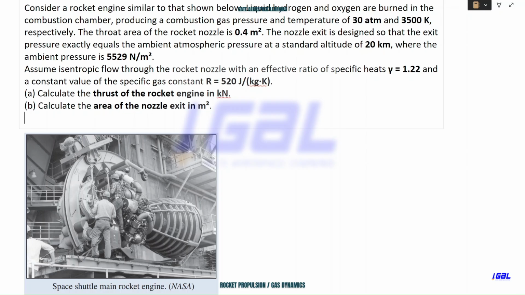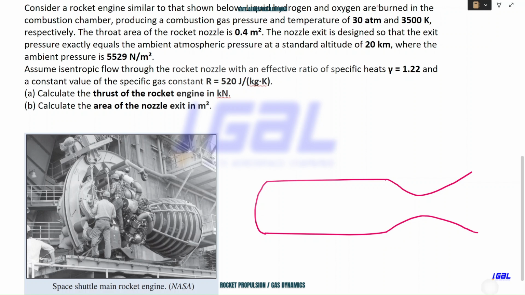Let me quickly draw the diagram, then we'll start solving this question. Let's say this is a chamber, then you have a nozzle, this kind of nozzle. Let's say you have a combustion chamber. After the combustion you get a high P naught value, which is 30 atm, and a high T naught value, which is 3500 Kelvin. This is what they have already provided.